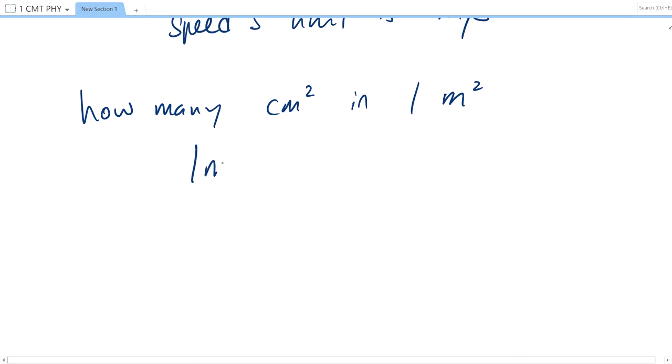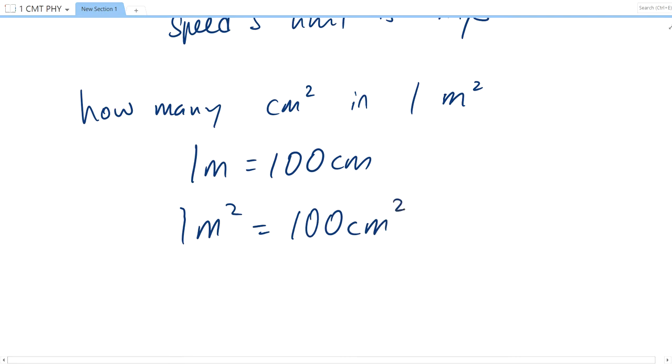1 meter equals 100 cm. So 1 square meter equals 100 square cm. Yes? What primary school do you all come from? Are you sure this is correct? This is wrong. Don't scare me, don't scare me. Okay? That was wrong. I will now teach you how to do it properly.